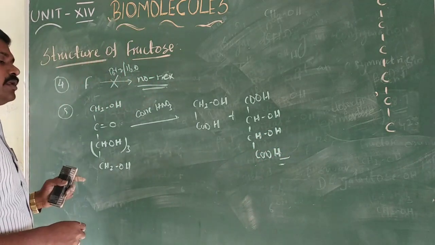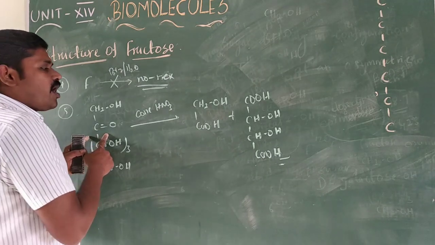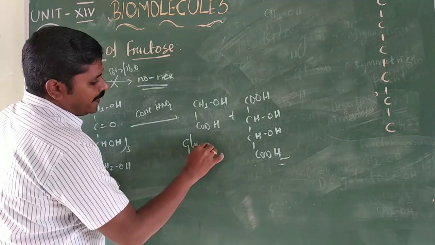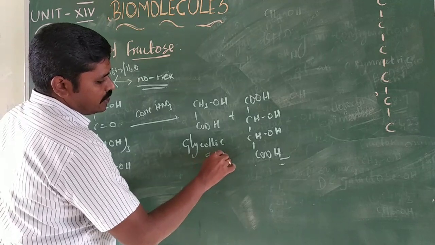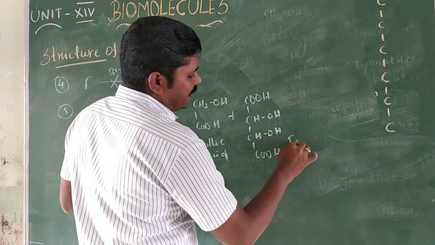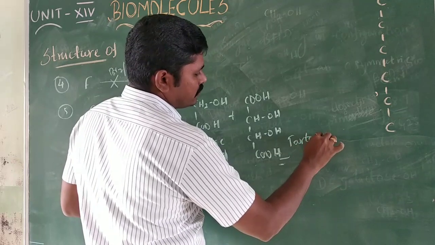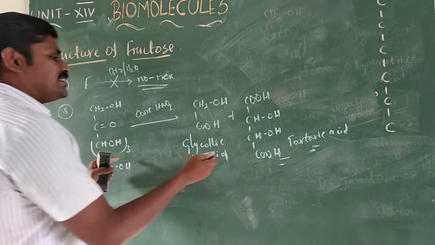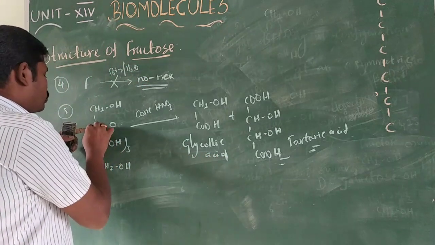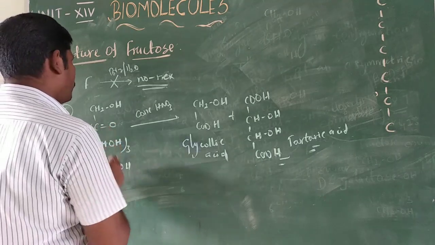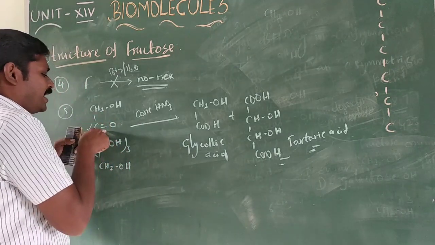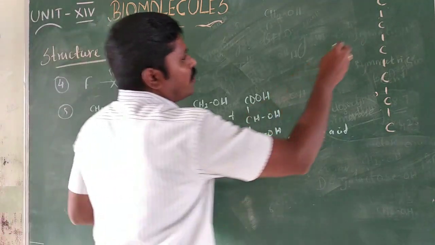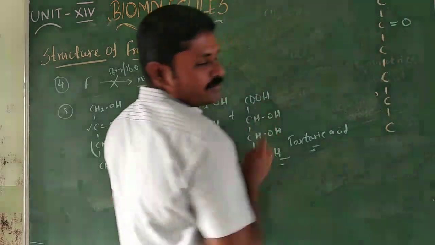Fructose is oxidized by concentrated nitric acid to give glycolic acid and tartaric acid. That reaction indicates that the C2 carbon is a carbonyl carbon, a keto group. The keto group is present in the second carbon of the fructose structure. So the second carbon contains a keto group.